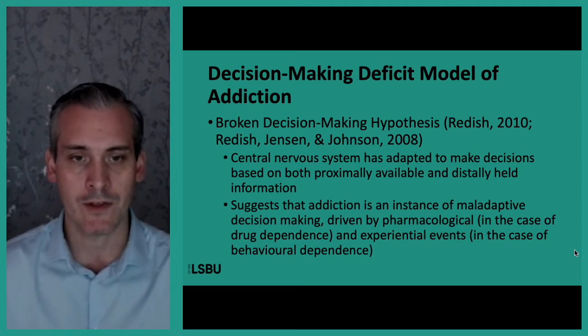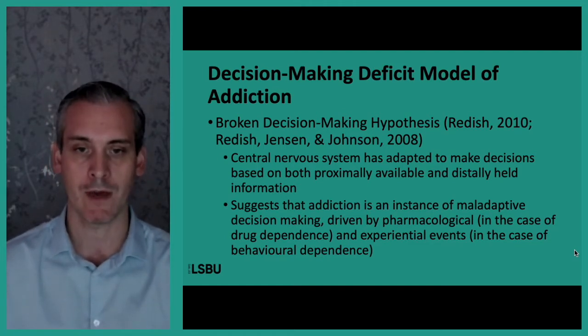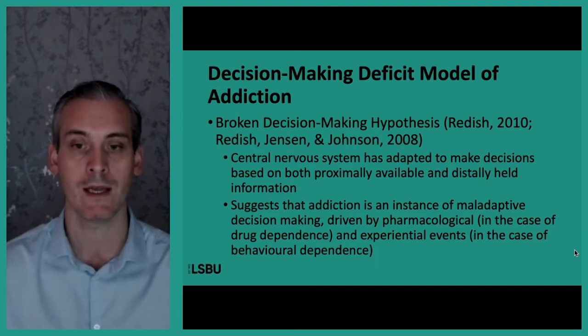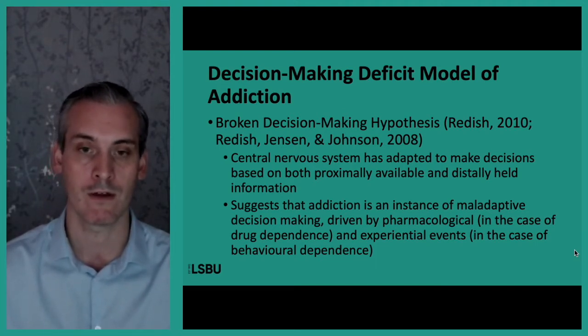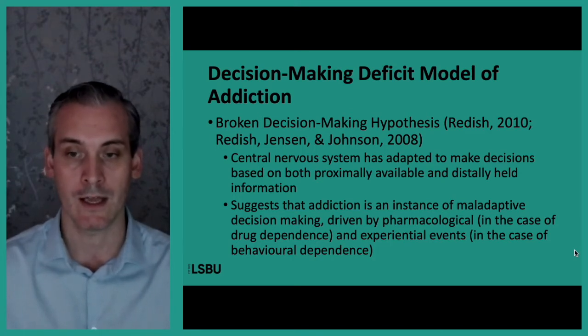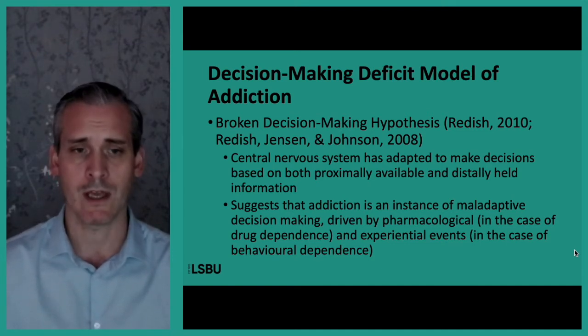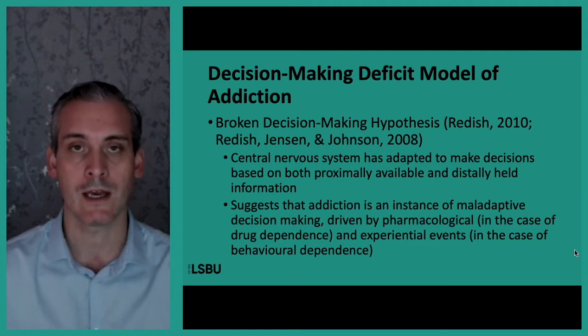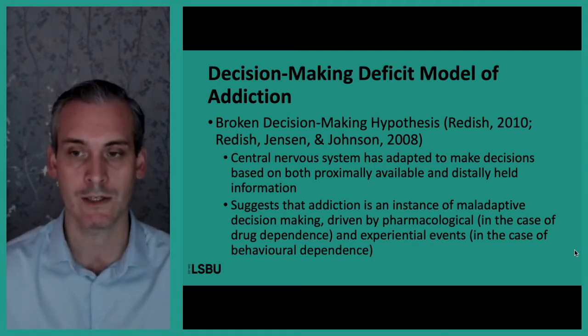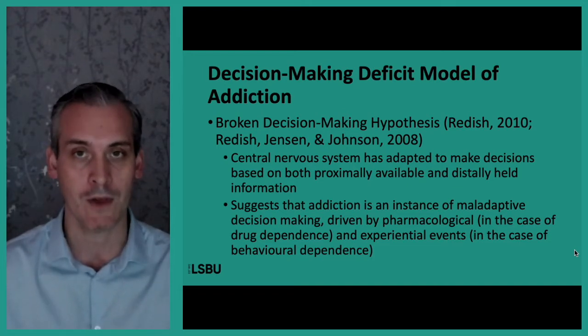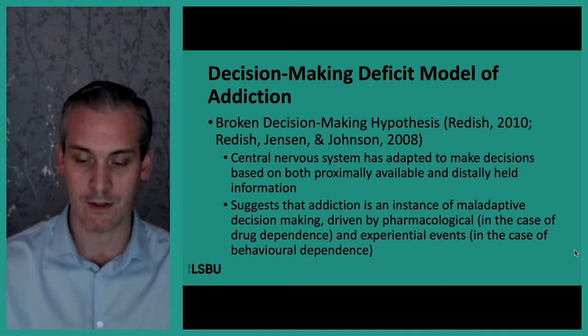So Redish et al. are then suggesting that addiction is an instance of maladaptive decision-making, and that's driven by this combination of both the pharmacological effects of drugs, if we're making reference to drug addiction, but other behavioural addictions as well, so the immediate psychopharmacological effects of these drugs, and experiential events in the case of behavioural dependence, such as gambling. Between these two things, the decision-making that we're engaging in the context of addictive behaviour is conceptualised as being maladaptive, that your decisions are being made in a way that aren't serving your long-term interests, as it were, but are somehow being derailed by the development of addictive behaviour.